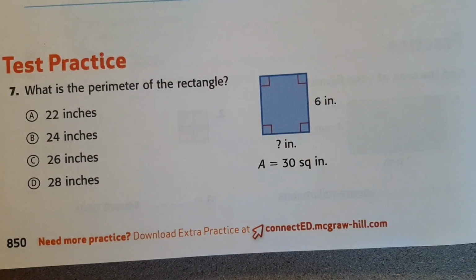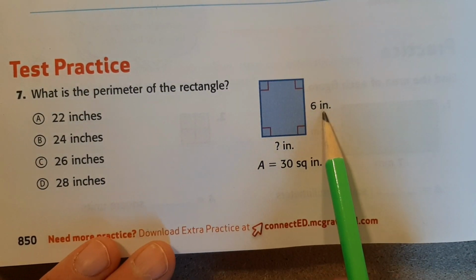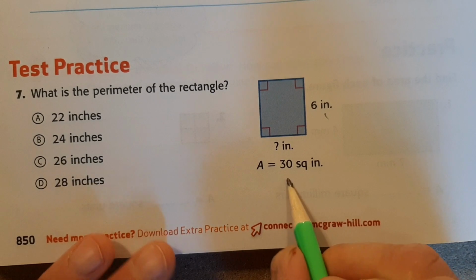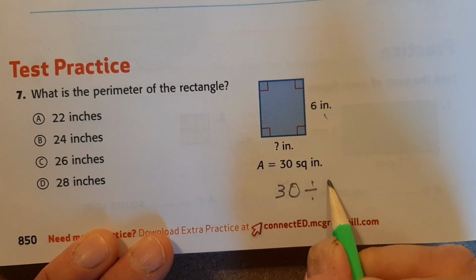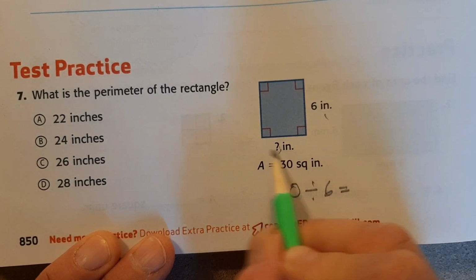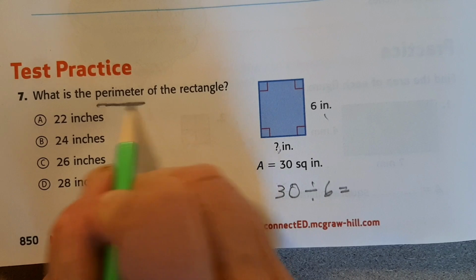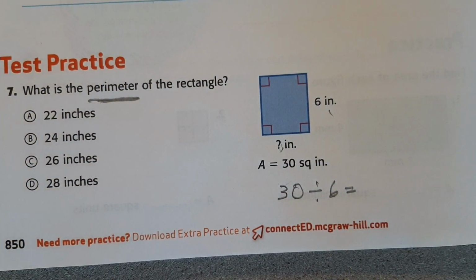Down here is a multi-step problem. They give you the side. They give you the area. So you're going to have to find the side by dividing. But then after you find the side and you write it here, they want to know what the perimeter of the rectangle is. So you have to find the rim.